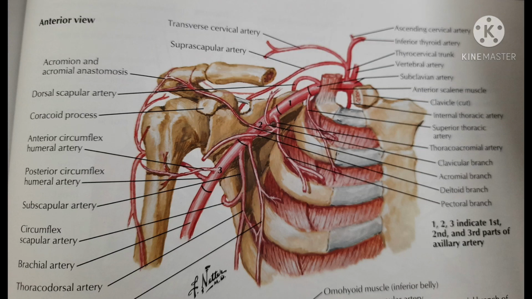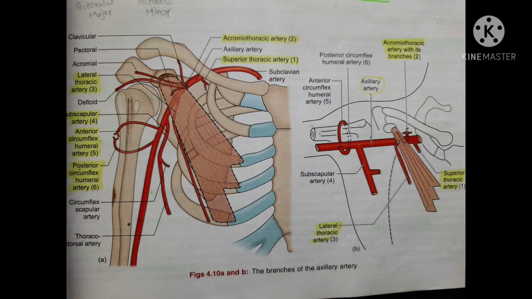Axillary artery is the continuation of the subclavian artery. It extends from the outer border of the first rib to the lower border of the teres major muscle, where it continues as brachial artery. Its direction varies with the position of the arm.